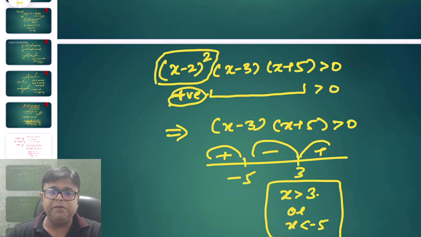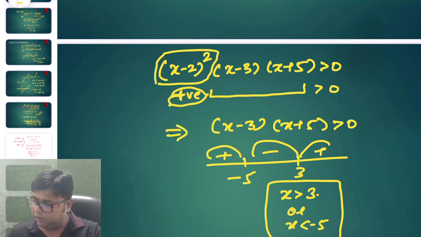Why can you remove it? Because that expression will always be positive. So if it is always positive, I need not consider it. The reason is that the sign of the expression on both sides of it will be the same. So that's why it's no more a critical point. So that's how I can interpret it.